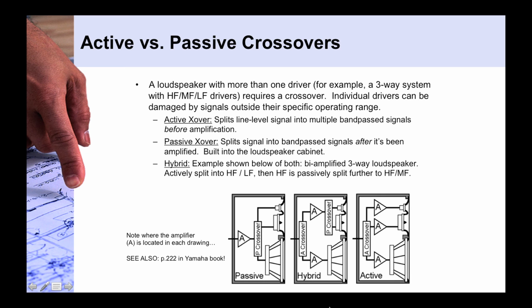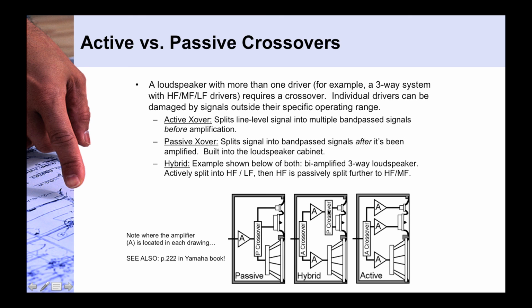Now there are times when you can use a combination of passive and active crossovers. In this case, this is a three-way loudspeaker system that has a passive crossover for the highs and the mids, but it's using an active crossover to split between the high and mid and the low. So it's splitting the signal here between low and high, but then it's further splitting it here between its highs and mids.